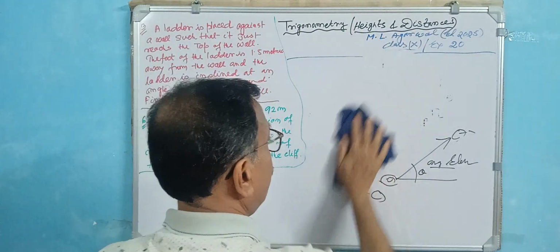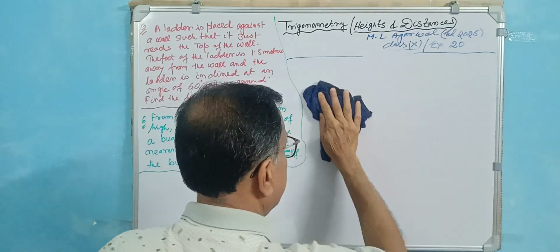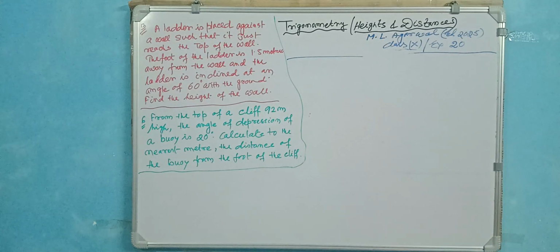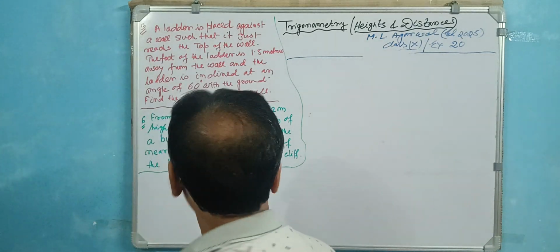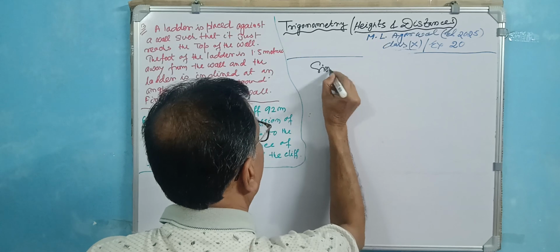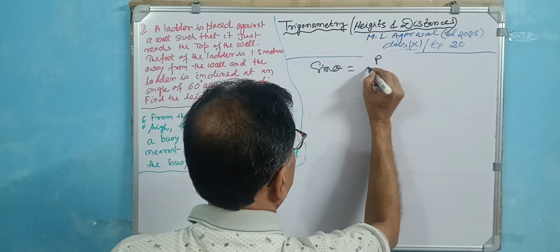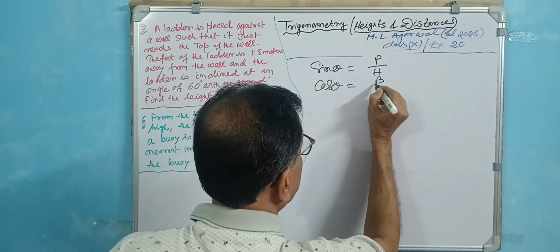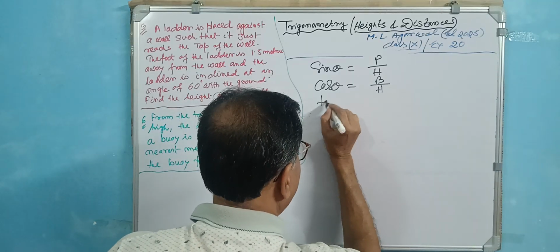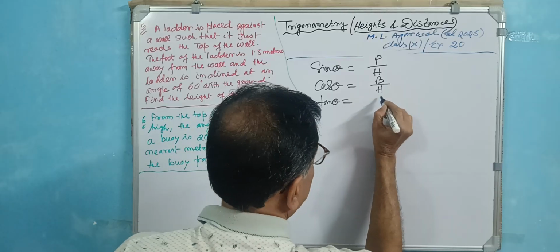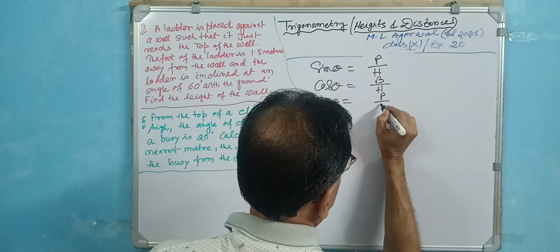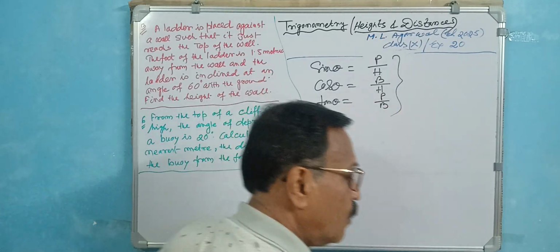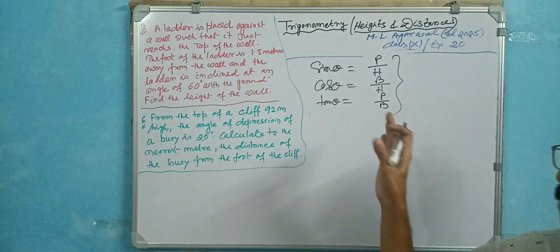Okay, and one very important thing is this. In the previous chapter, I repeat: sine theta is always perpendicular by hypotenuse, cos theta is base by hypotenuse, and tan theta is perpendicular by base. This is very important. All the formulas and concepts are very applicable here.